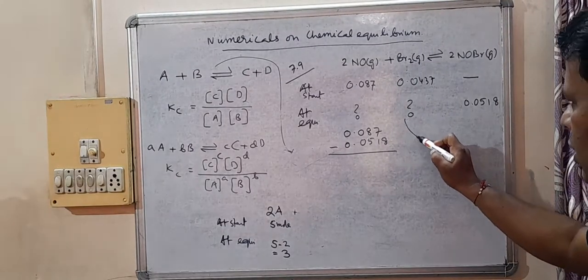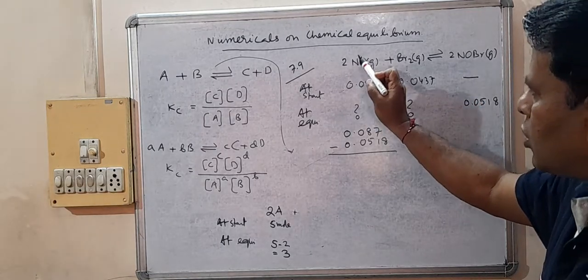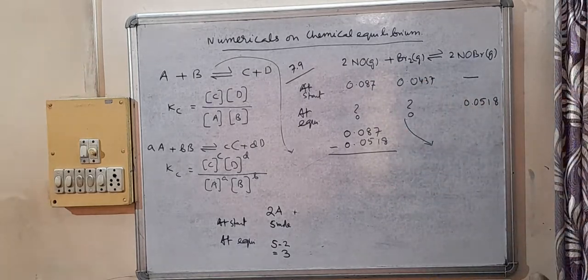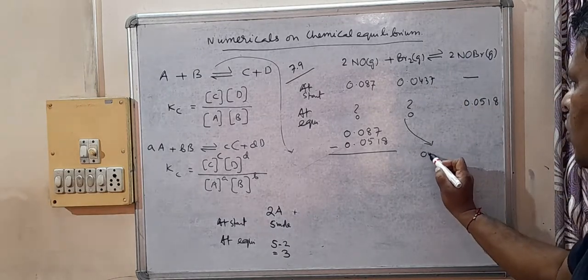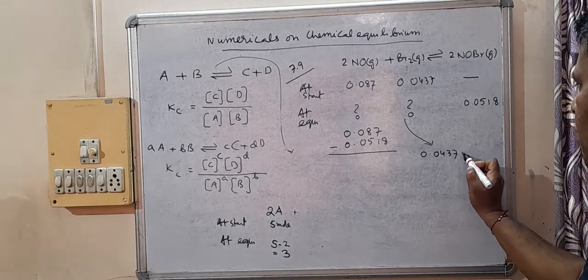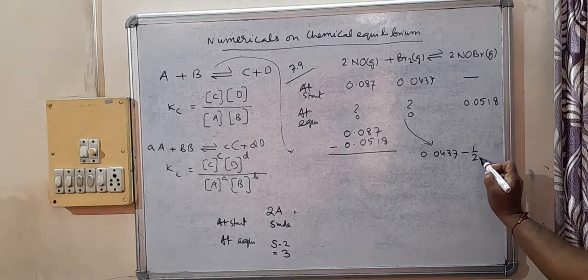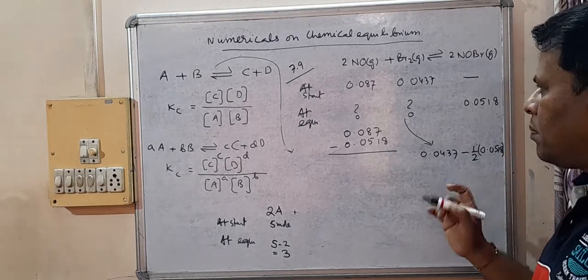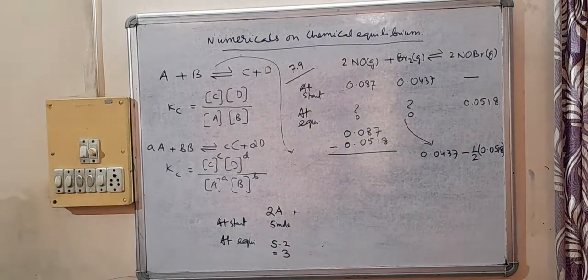And what about this one? You see when 2 moles of NO reacts, then 1 mole of Br2 reacts. So moles of Br2 left will be 0.0437 minus half of 0.0518. On simplifying, you get the answer. Now we will do another question.